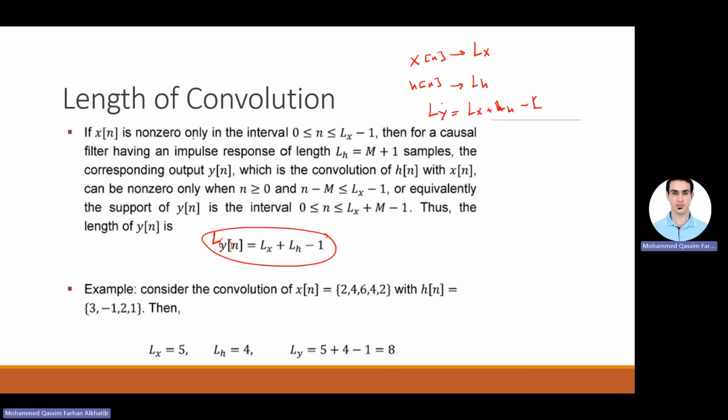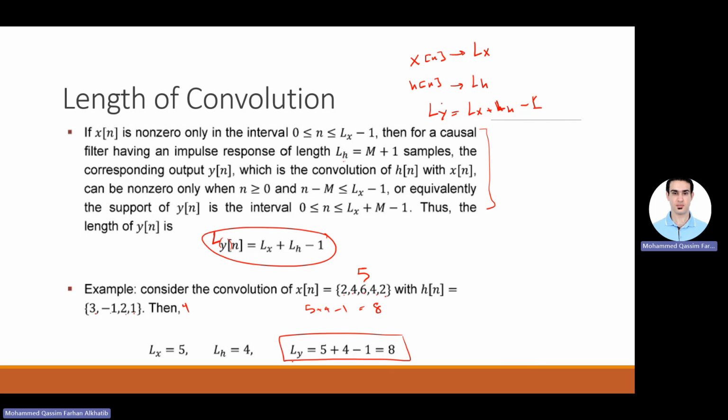All right, so just some information: if your signal is limited from 0 to Lx minus 1, and the filter until M minus 1. These are just some definitions, but in practice you'll be given this information. So for example, here you have x of n. What is the length here? 1, 2, 3, 4, 5. So that's 5. And h of n, the length, 1, 2, 3, 4. That is 4. So the output is 5 plus 4 minus 1. That's going to be 8.